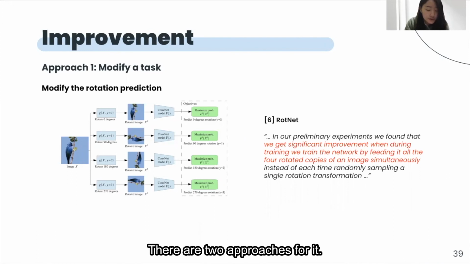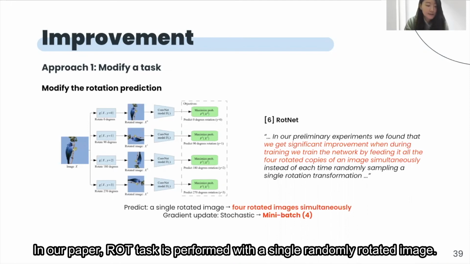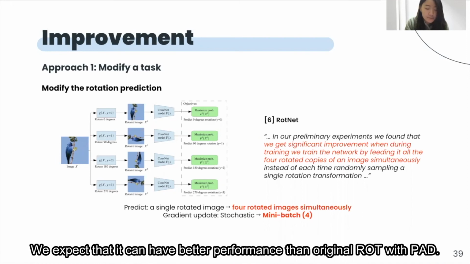There are 2 approaches for it. First one is modifying the original task. In our paper, the rotation task is performed with a single randomly rotated image. However, according to the rotation paper, feeding all 4 differently rotated images to a model simultaneously is more helpful. We expect that it can have better performance than the original rotation with PAD.